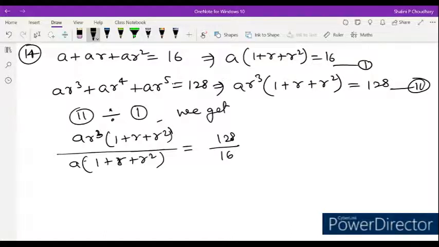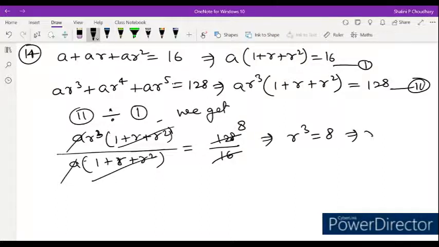Okay, so if we remove a and also remove 1 plus r square, what value will we get? Since 16 times 8 is 128, we'll get r cube is equal to 8. So if r cube is equal to 8, it means r is equal to 2, because 8 is the cube of 2.